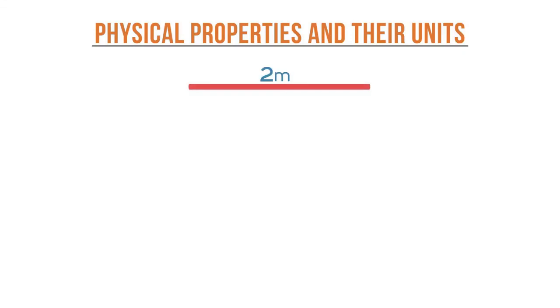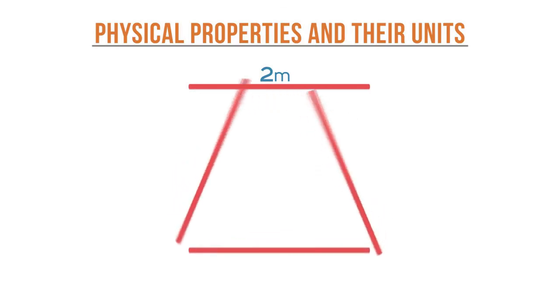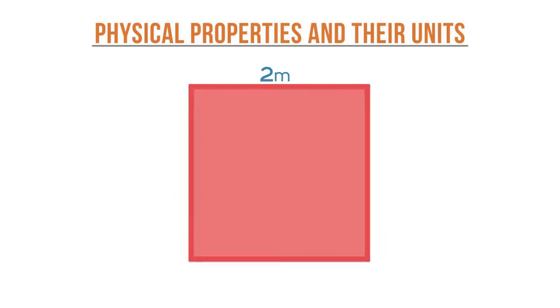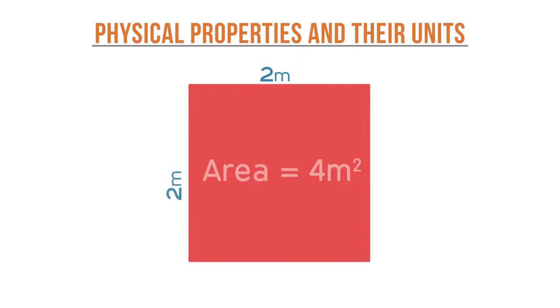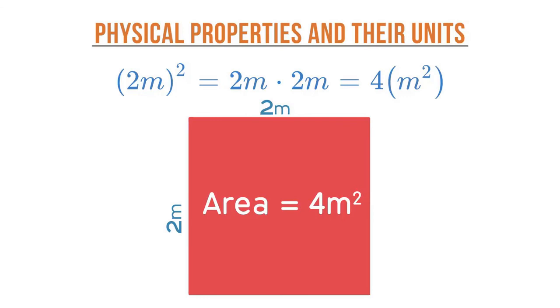If we take a line that is 2 meters in length and then create a square from 4 of these same lines, we can find out the area or two-dimensional space that this square occupies by squaring the length of the original line. We're not going to talk about the math concept of squaring in much detail here, but just know that in essence, we're multiplying a base length measurement by another base length measurement, which is 2 meters times 2 meters. And this results in an entirely new derived unit called meters squared.